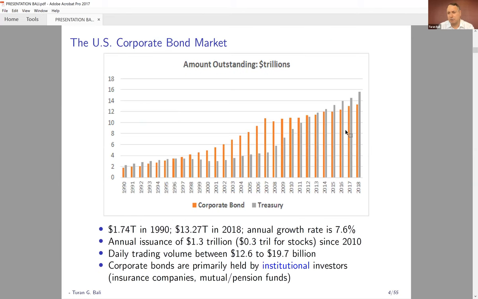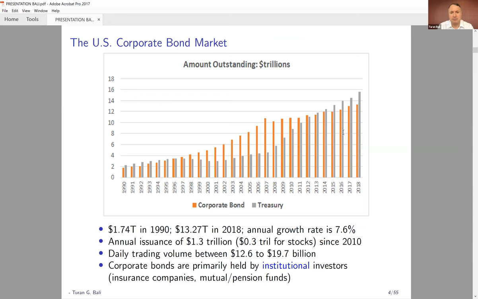For example, the size of this market was around $1.7 trillion in 1990, and now it's around $13, $14 trillion. So we are talking about an average annual growth rate of 8%. And also trading volume has increased. And more importantly, we are trying to understand the risk and return characteristics of the portfolios of institutional investors, because there is this large segmentation between the two markets, equity versus bond markets.